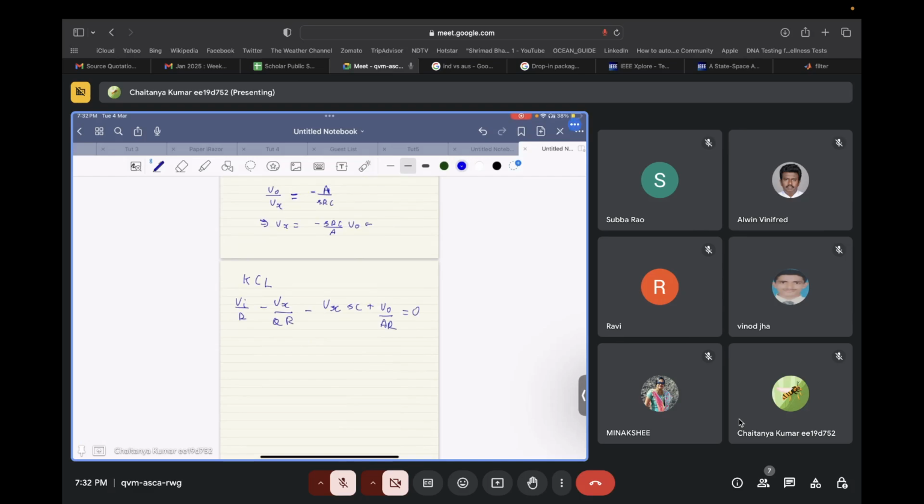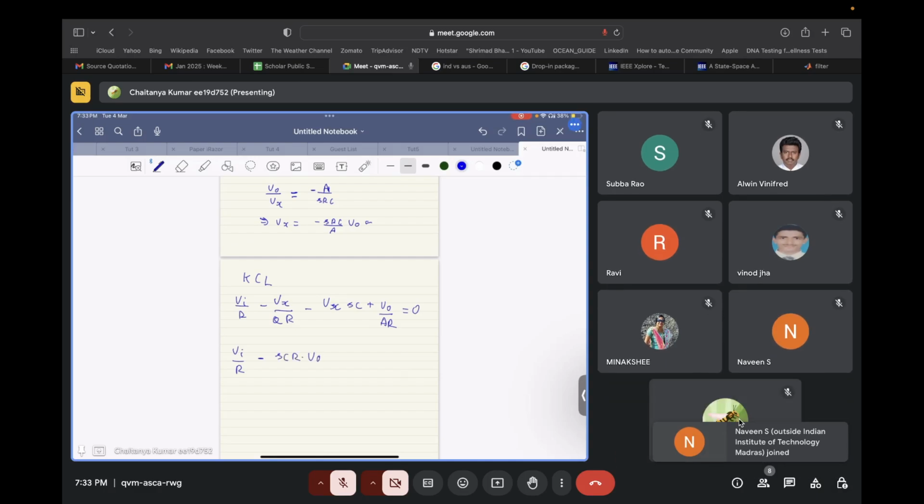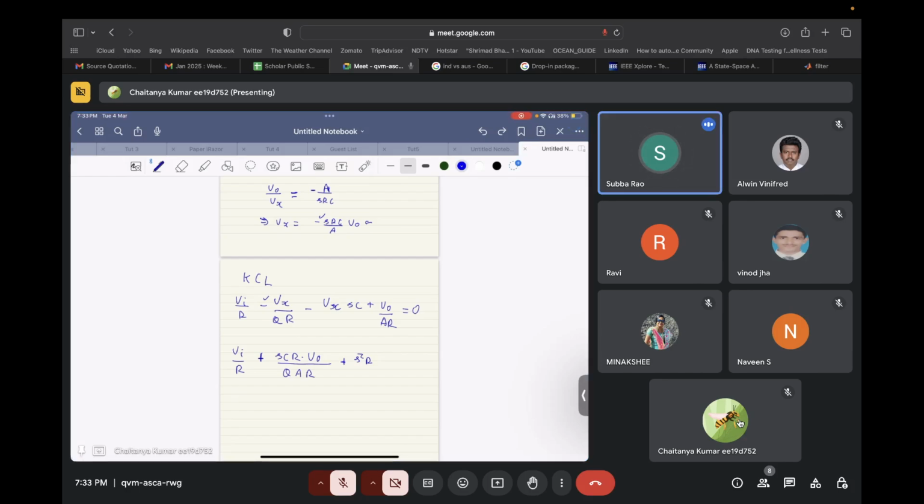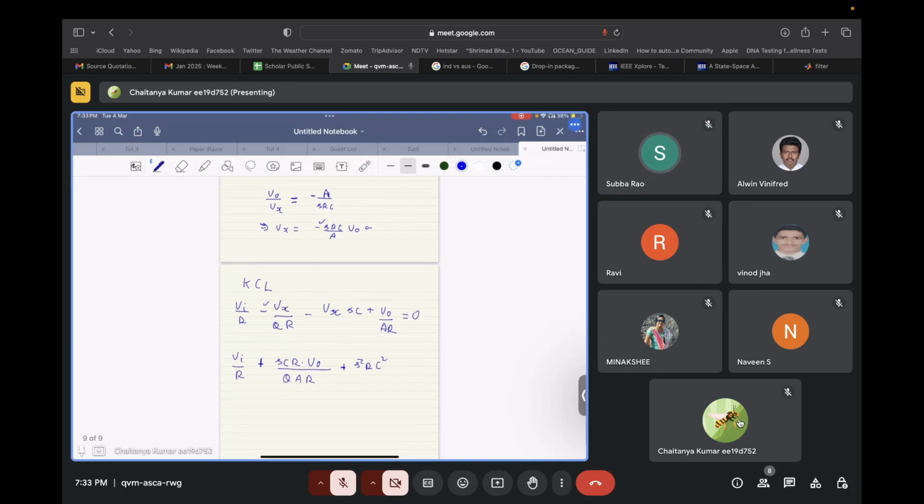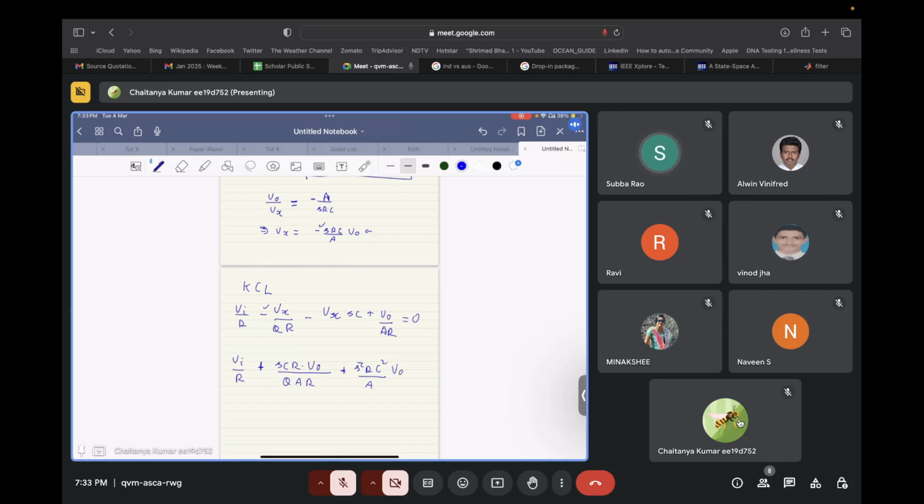Now Vx we can substitute from here, Vi by R minus SCR V naught by Q times AR. So this will become plus because here there is one minus, here there is one minus. Both will become plus S square R square C square. So my voice is still audible, right? Yes, sir. Minus S square R square C square by A times V naught plus V naught by AR is equal to 0. I have written this equation correctly, right?